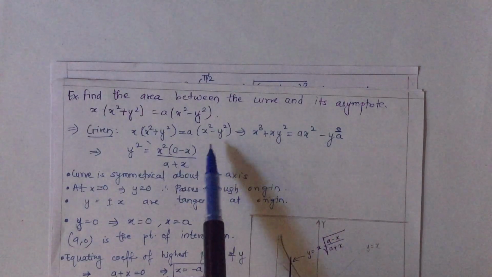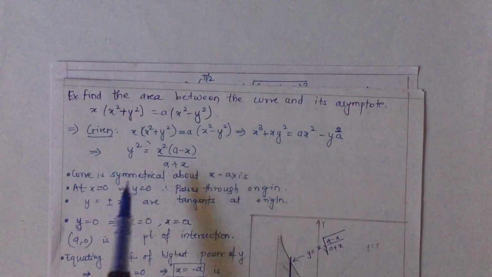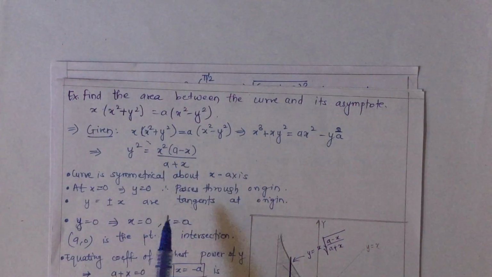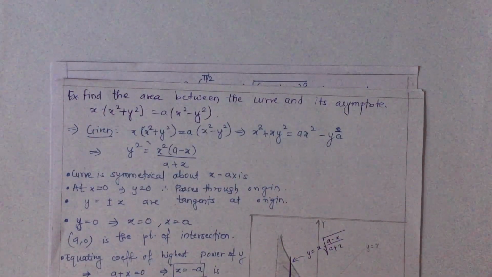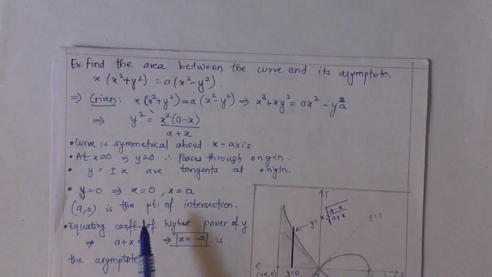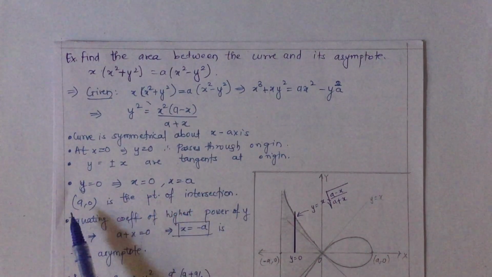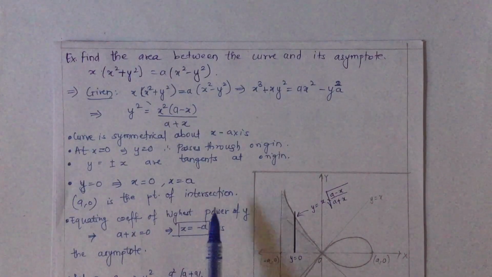So the lowest degree term here is x square minus y square, which means we obtain y equal to plus or minus x as the tangents. This means the point is a node. Okay, for y equal to 0 we obtain two values of x, that is 0 and a, which means (a, 0) is a point of intersection here.